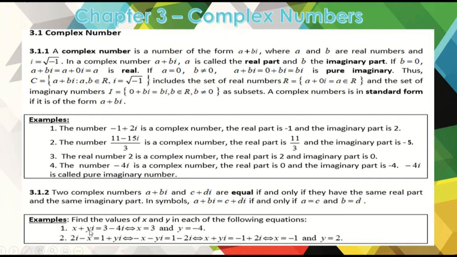And then our y is equal to negative 4. So, those are the values of x and y. Next example, 2 times I minus x is equal to 1 plus y times I. So, if we have this equation, it is still not in the standard form of our complex number.